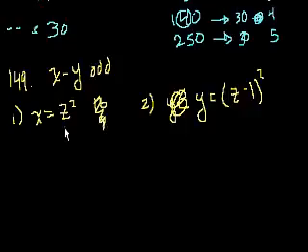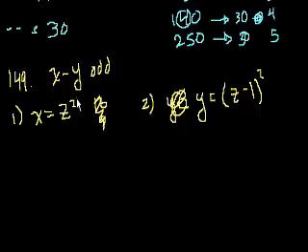For example, if we assume that z is odd, then its square will also be odd, right? 3 squared is 9, 7 squared is 49. So if z is odd, then x is odd. And then z minus 1 would be even, and then y would be even. So one would be odd, one would be even. And you could do the other way. If z is even, x is even. And if z is even, then z minus 1 is odd, and y is odd. And I can prove it to you mathematically.